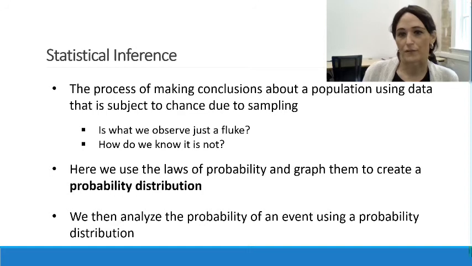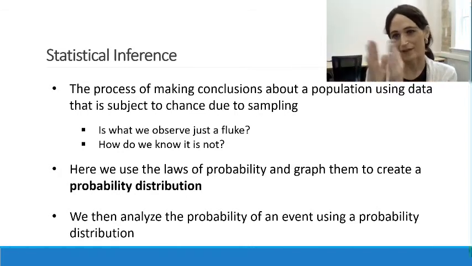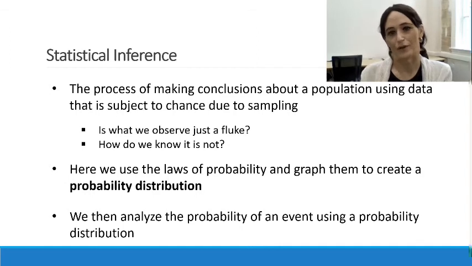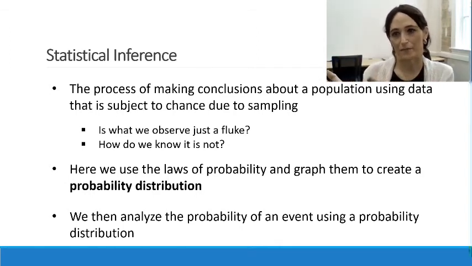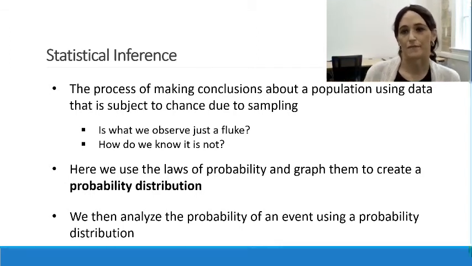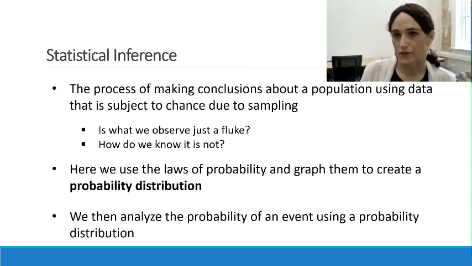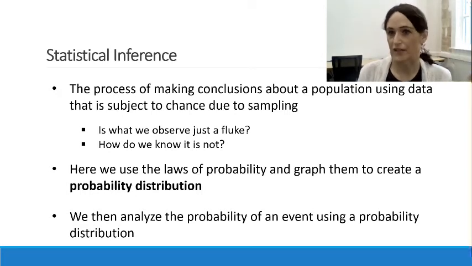So here we are using the laws of probability, and we graph them to create what's called a probability distribution. We're going to make a little bit of a leap here from coin flips to something a little more conceptual, but we're going to use those laws of probability to make statistical inferences. So we can analyze the probability of an event using a probability distribution.